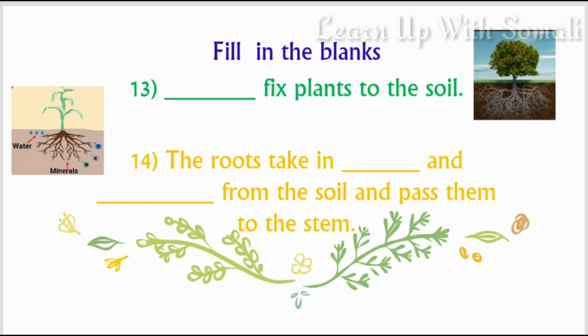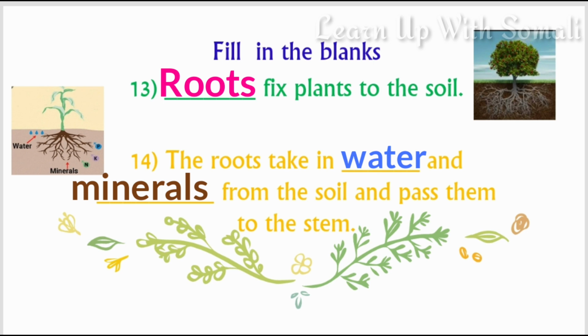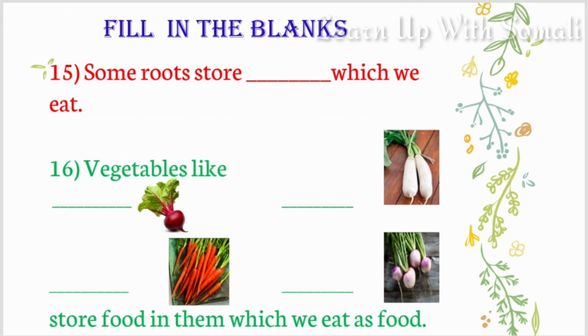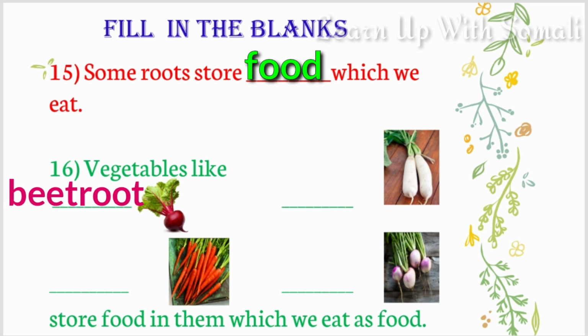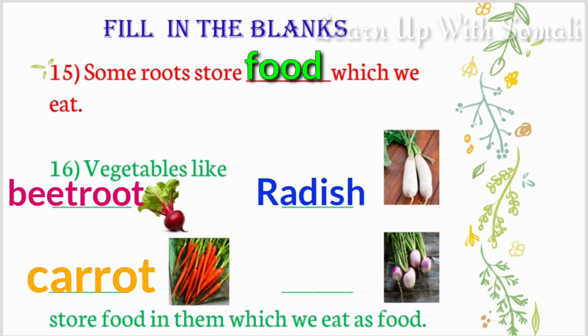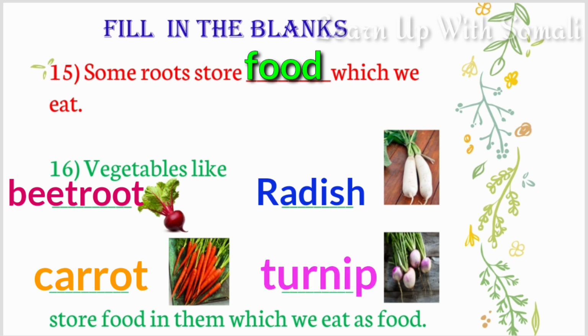Number 13, in the picture you can see a big tree and it is fixed firmly to the soil with the help of roots. So roots fix the plants to the soil. Number 14, the roots take in water and minerals from the soil and pass them to the stem. Number 15, some roots store food which we eat. Number 16, vegetables like beetroot, radish, carrot and turnip store food in them which we eat as food.